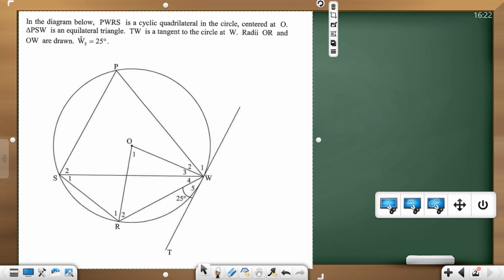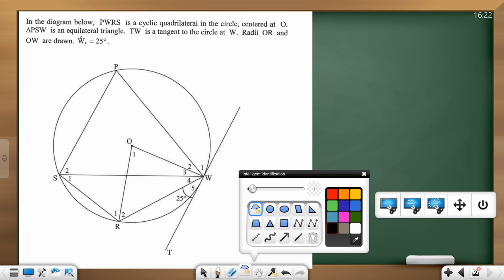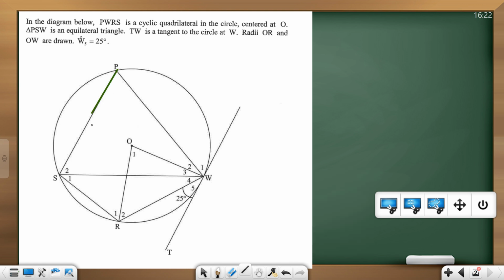Okay, in the diagram below, PWRS, I'd like to quickly highlight. We're going to run through this as quickly as possible. My focus is on the grade 12 work, but I want us to pick good marks here. Don't focus too much on grade 12 and lose the grade 11 marks. The grade 11 marks are quite easier to get.